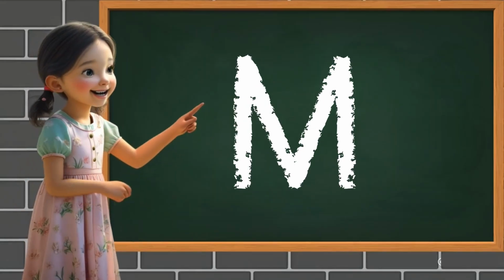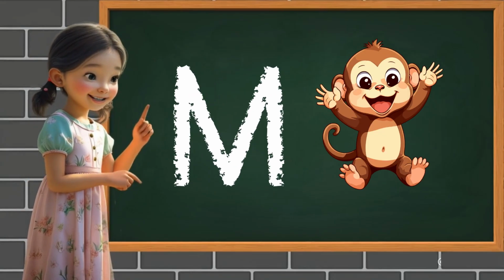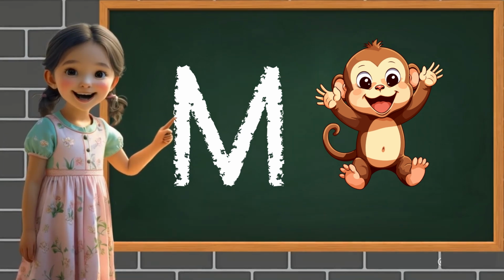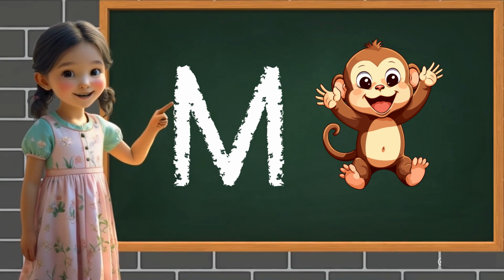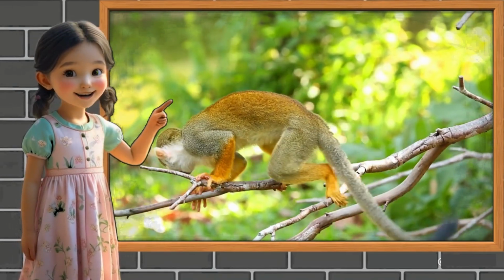The letter is M. You can say M. Now say M is for monkey. M is for monkey. Here you can see a real monkey. This is a monkey.